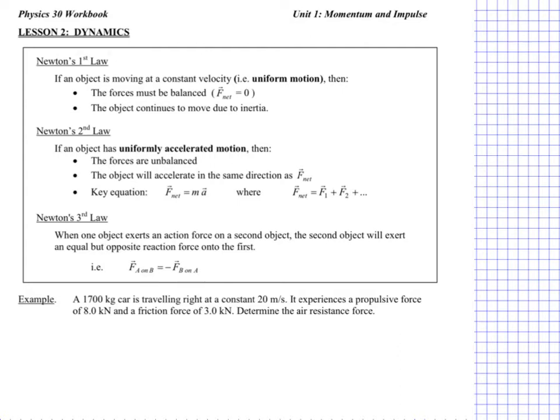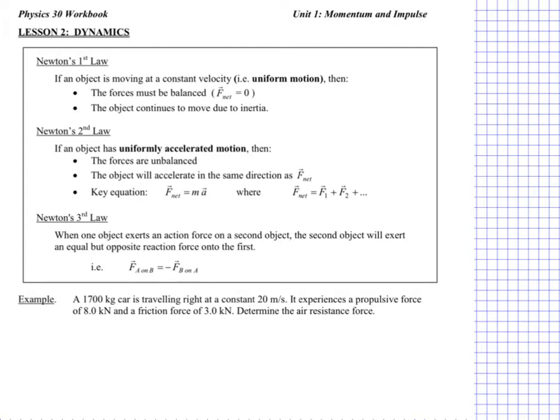So we're looking at all the different forces, and of course we need to be referencing our Newton's 3 laws. Of course, Newton's first law is that an object will remain at a constant velocity or uniform motion until a force is exerted upon it. So the object continues due to inertia.